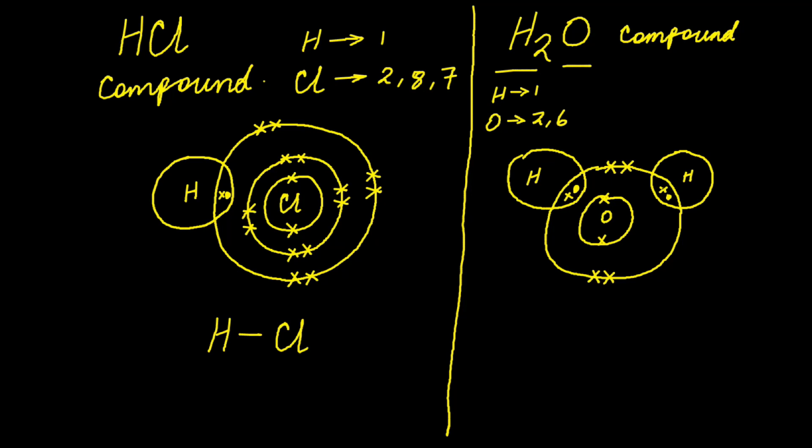Can you understand how they complete the outermost shells and form stable compounds? And this is represented like this. See, O, H and H, single bonds. Is that clear? So this is the structure of water.